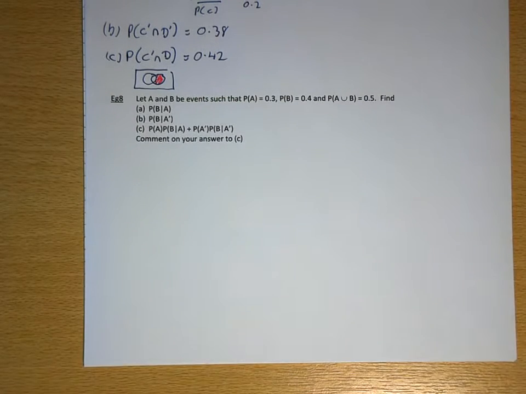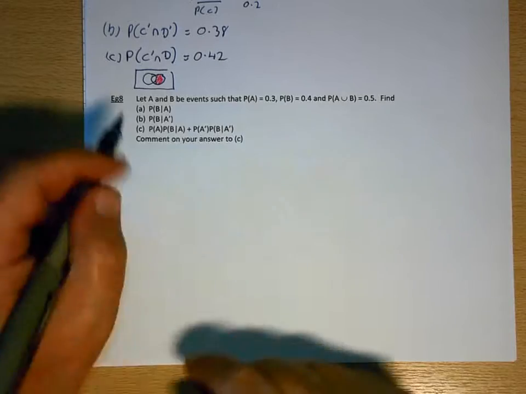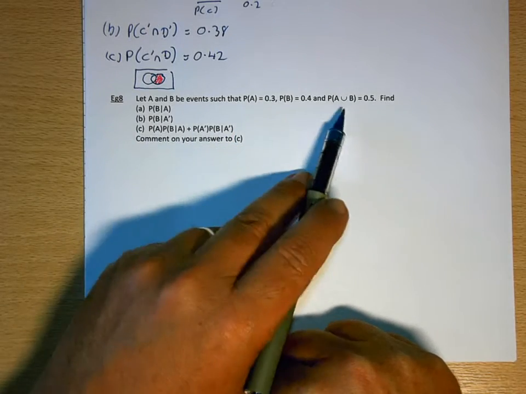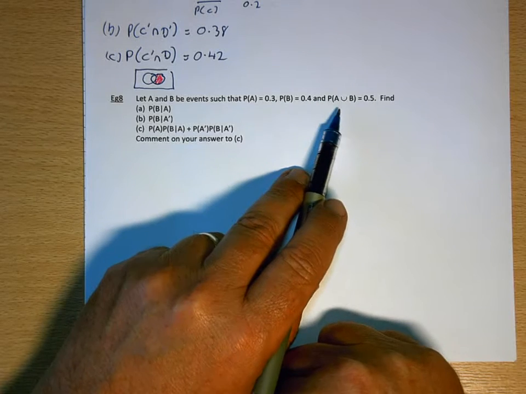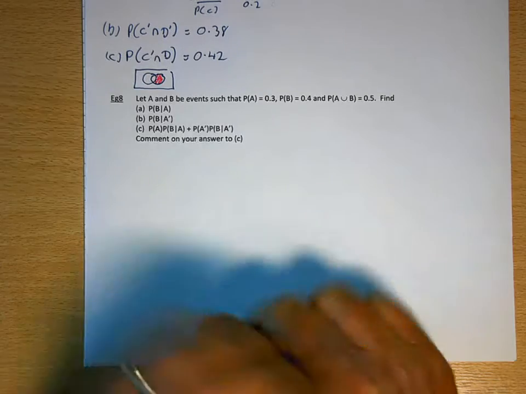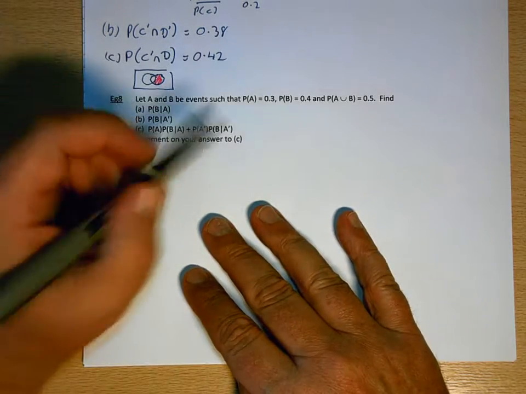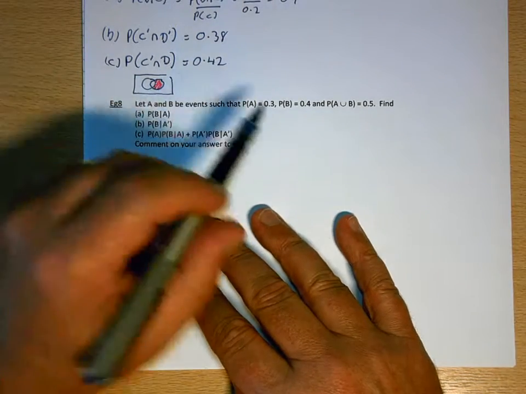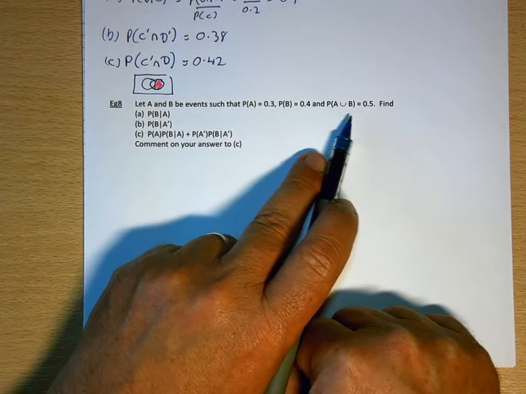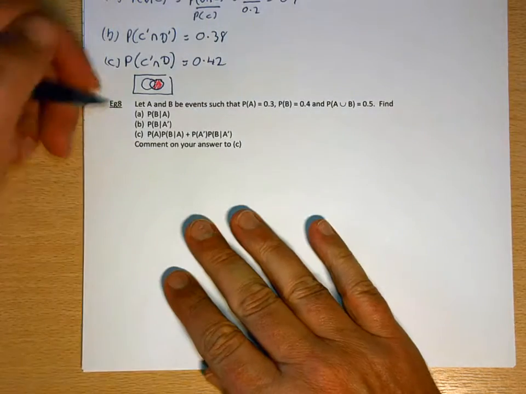Okay, so moving on now to EG8. Let A and B be events such that the probability of A is 0.3, B is 0.4, and this time it's giving us a union. Probability of A union B is 0.5. So I need to work out an intersection to see if I have one, and because I'm given the union, I'm going to use that general rule from AS.